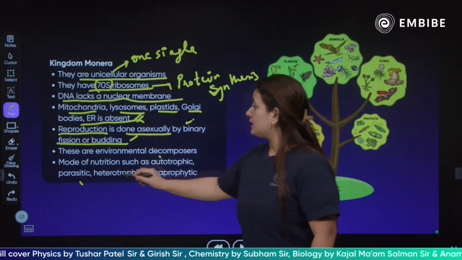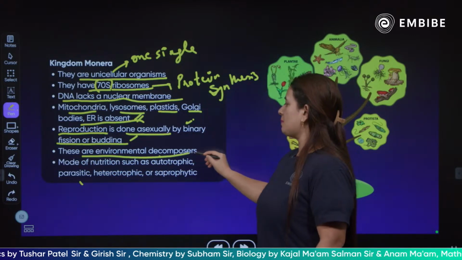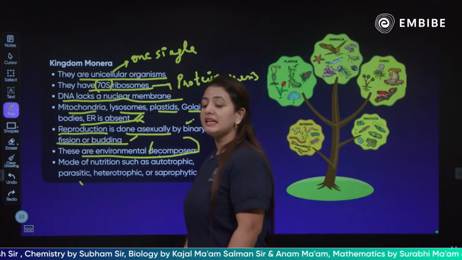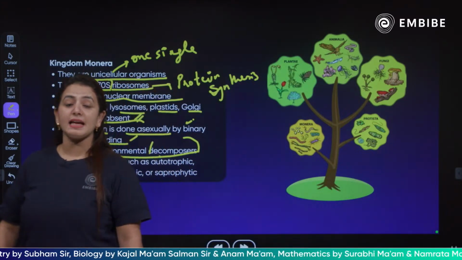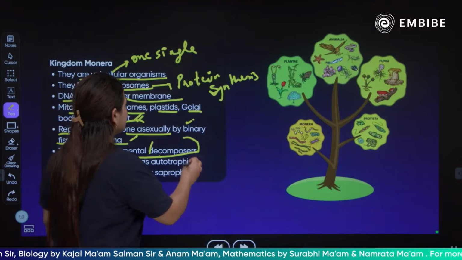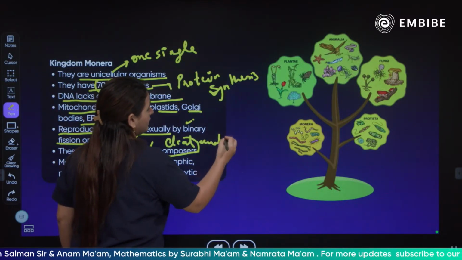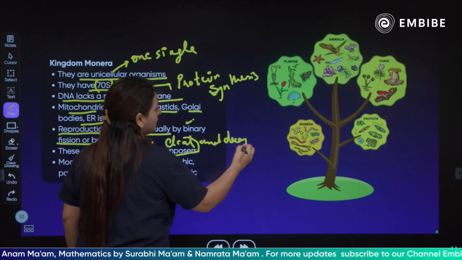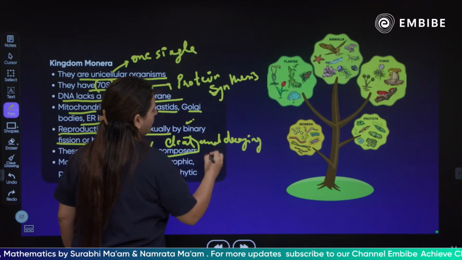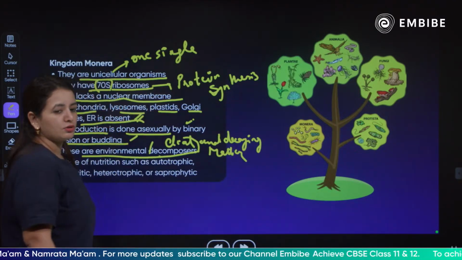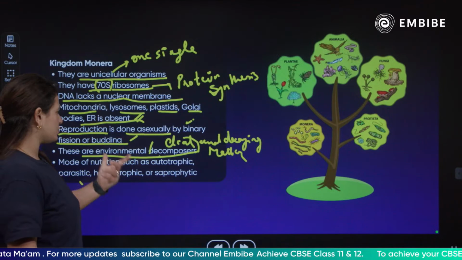These are environmental decomposers. Decomposers means they completely destroy or degrade the dead and decaying matter. They completely do that, so that is why they are also decomposers.